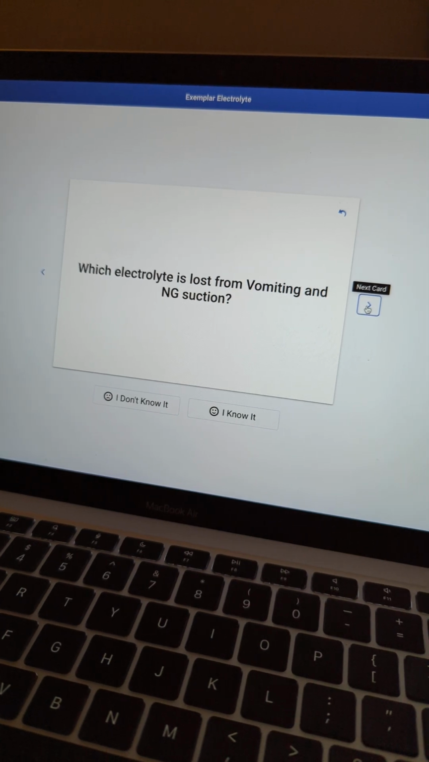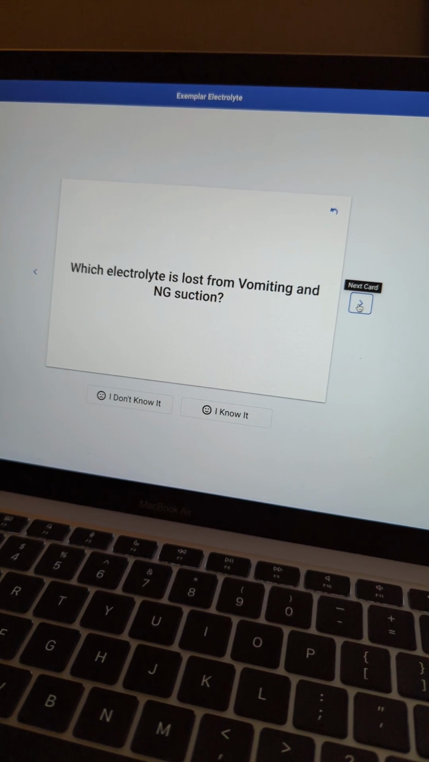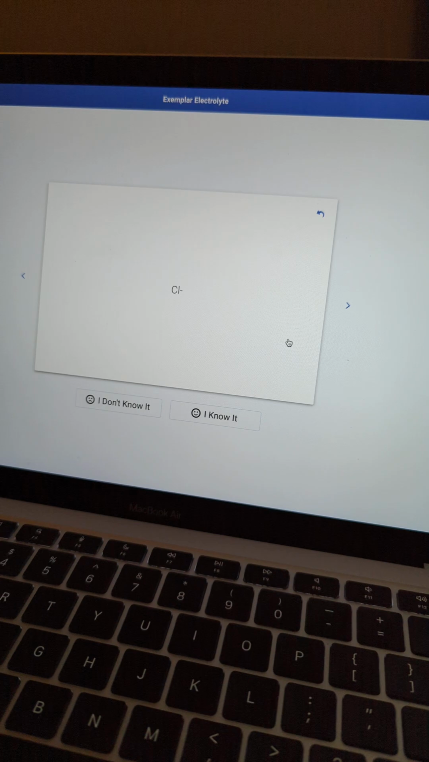Which electrolyte is lost from vomiting and NG suctioning? That would be chloride.